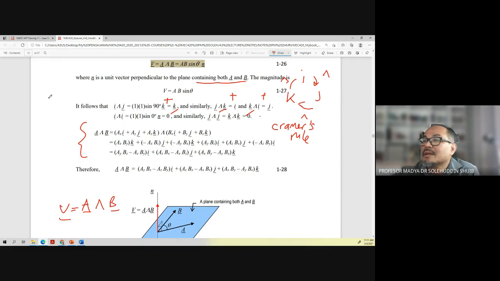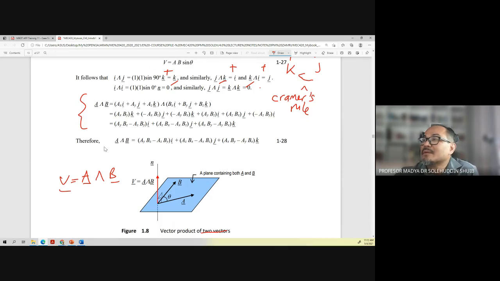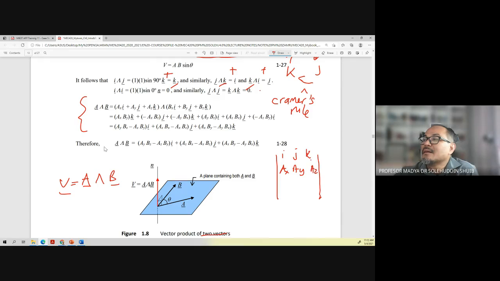Because we are going to use Cramer's rule later on in the example, I'm going to show you how we can use, for example, this is AX, AY, and AZ, BX, BY, and BZ, and then we will show you how we can get this value. Okay, how we can get this value from Cramer's rule.